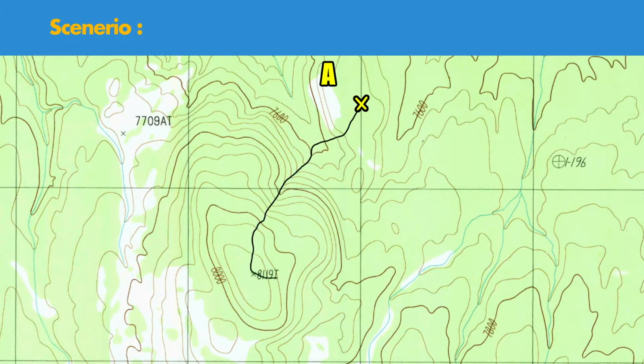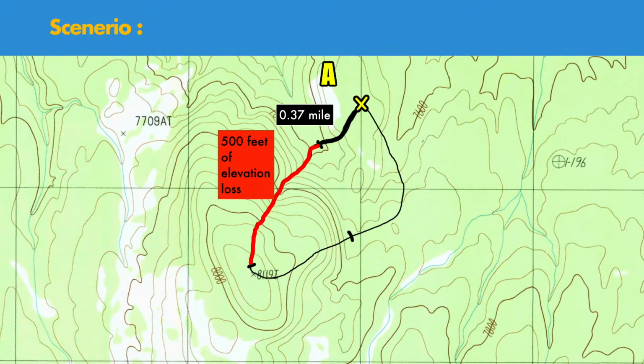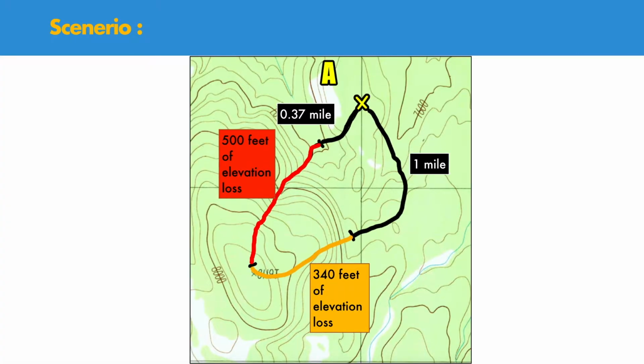Now that you know the theory, let's apply it in a hike example. Our trip consists of a round-trip hike that starts from point A. Like I've said before, the first thing to do to estimate your walking time is to separate the flat parts from the uphill parts from the downhill parts. These are my results. The first 0.37 mile part is flat terrain. The second part of 500 feet is an uphill part. The next part of 340 feet is definitely a downhill part. And the last part consists of flat terrain.